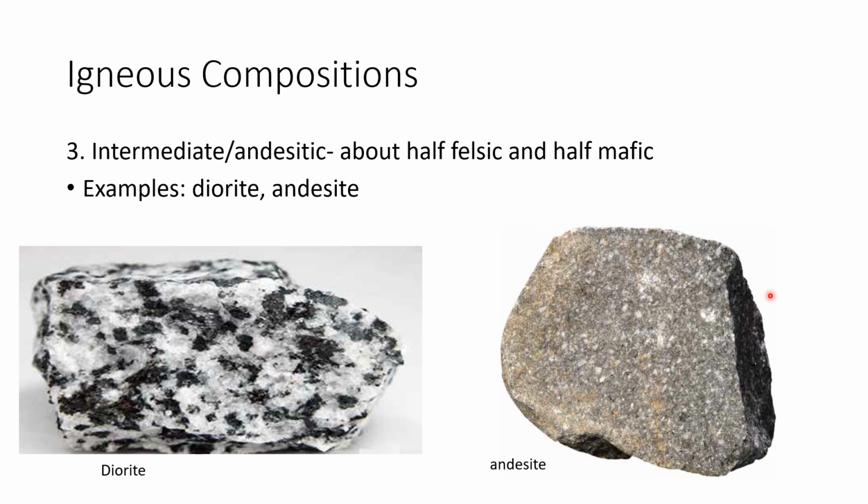And then our other example is regular old andesite. Andesite has a more aphanitic texture, so you can't see the individual crystals like you can in this diorite. However, you can see that there's a speckling of light and darker colored minerals within this one rock, giving it an intermediate or andesitic composition.